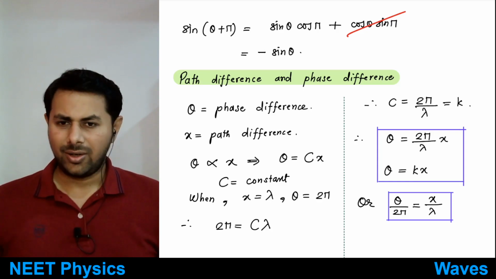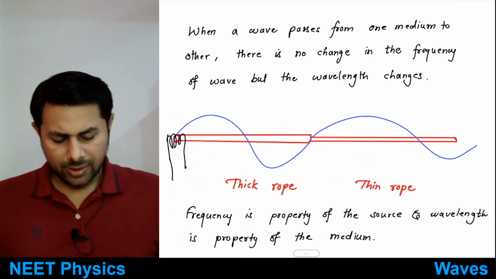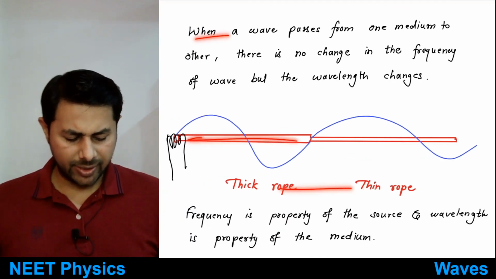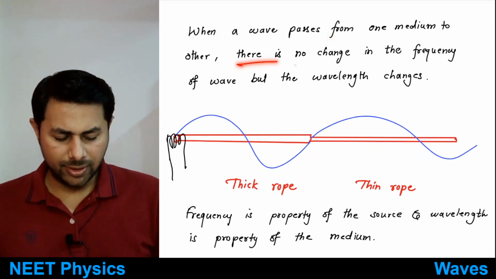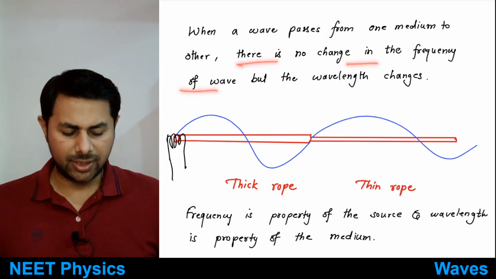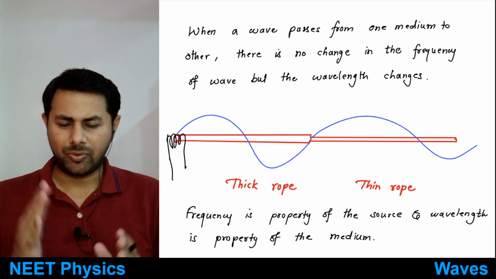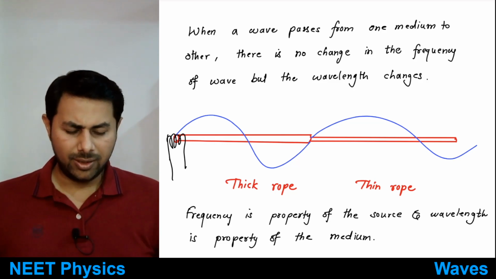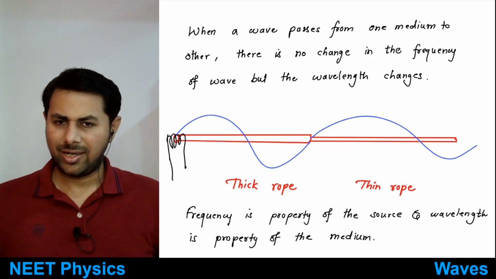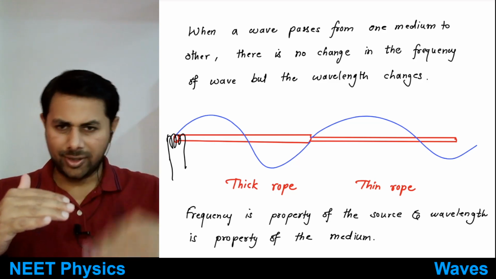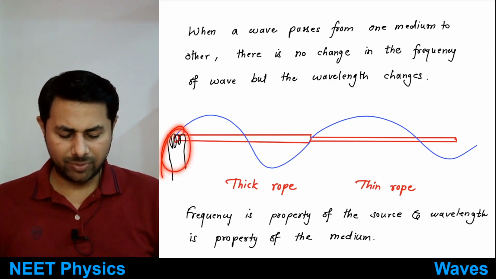Okay, all right. So then, there is one more thing. This thing, just remember it as a fact. When a wave passes from one medium to another medium, there is no change in the frequency, but there is a change in wavelength. Why is it so? Because the number of oscillations, that is the frequency per unit time, is a property of the source.